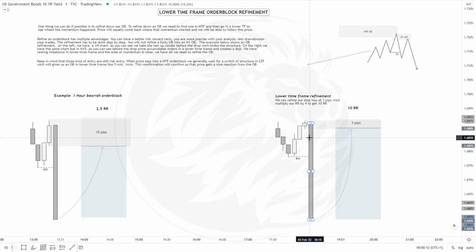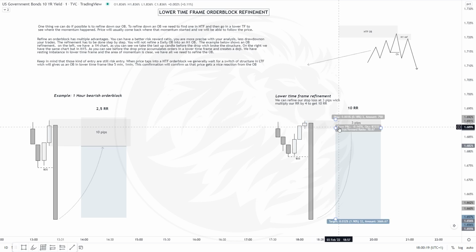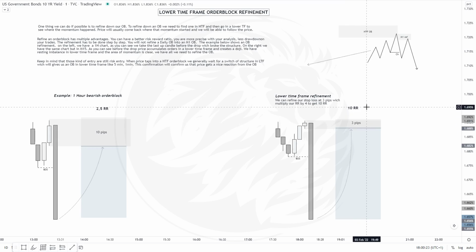We have all we need to refine our order block and be able to decrease our stop loss by 7 pips to get now a 3 pip stop loss, which multiplies our risk reward by 4 to get 10 risk reward. So we go from 2.5 risk reward to 10 risk reward. It's pretty nice to be able to refine the order block when the market is clear.